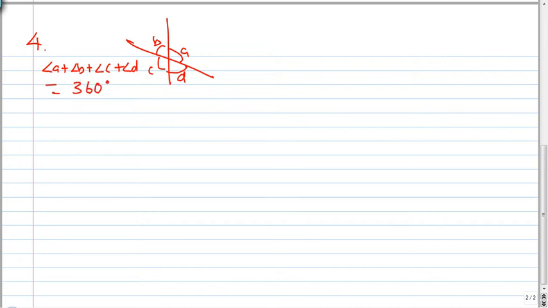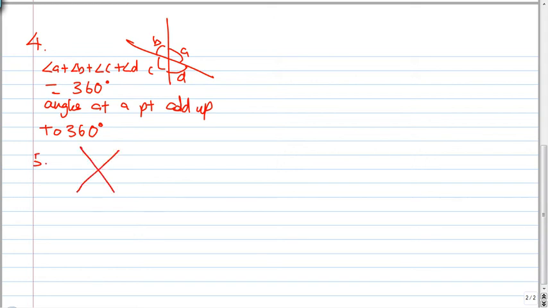And then we have angles at a point. This is the fourth. You have A, B, C, and this is D. If angle A plus angle B plus angle C plus angle D has to be 360 degrees. So angles at a point add up to 360 degrees.